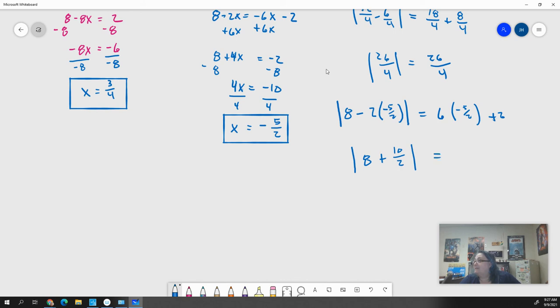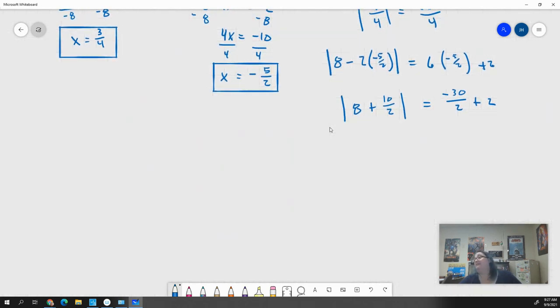This winds up being minus 30/2 plus 2. I can look at this right now and say there's no way this is going to work, but we're still going to see it through. We're still going to check it all. This is going to give me 16/2 plus 10/2 equals minus 30/2 plus 4/2. It looks like it actually does work.